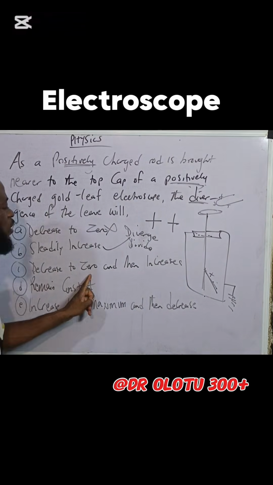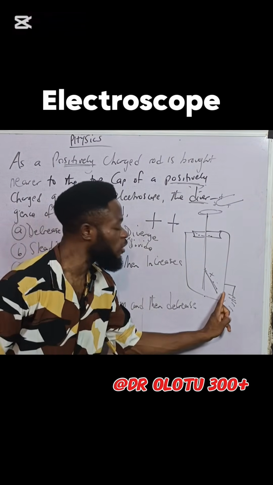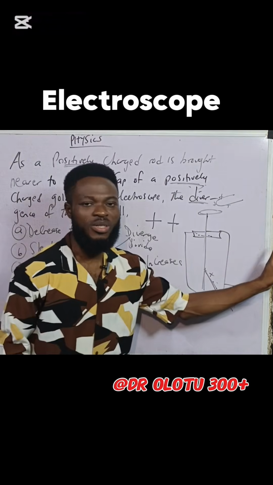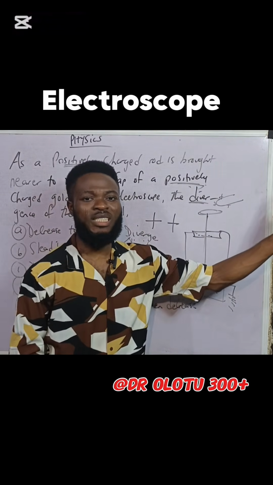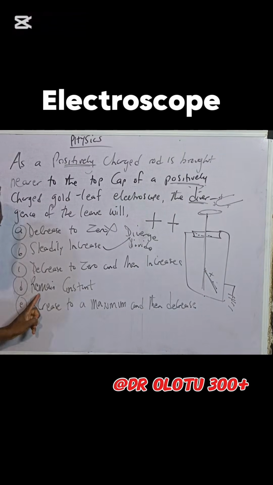Option C says decrease to zero, meaning this guy now, the gold leaf, will move towards the brass cap and then increase. That's so wrong. Why will it move towards the brass cap to begin with and then start diverging? That's not true. Option D says remain constant.